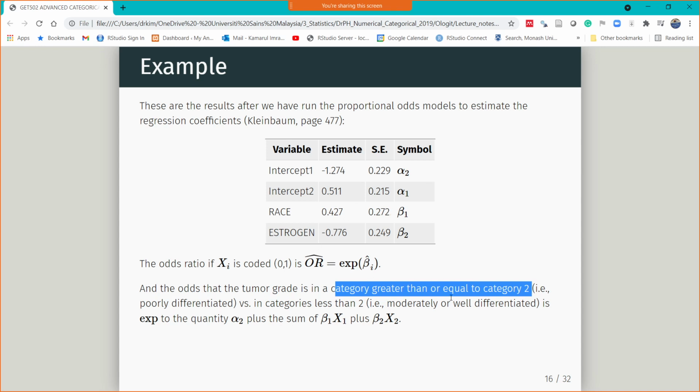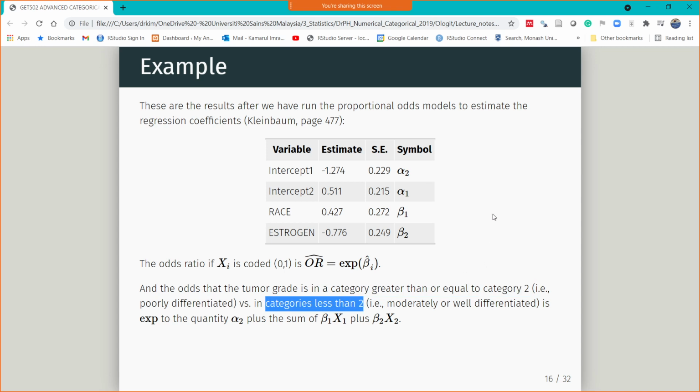Okay, in categories less than 2, so it is category greater than or equal versus less than 2. Okay, so we have 0, 1, 2, so 2 versus 1 and 0, and 1 versus 0. Okay, it's a little bit complicated. Yes, it is complicated because of the ordinality. And I think it becomes clearer when we do the practicals later.